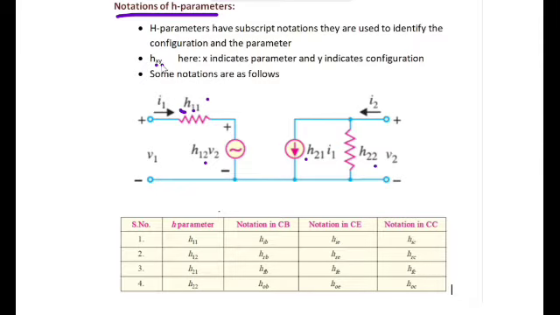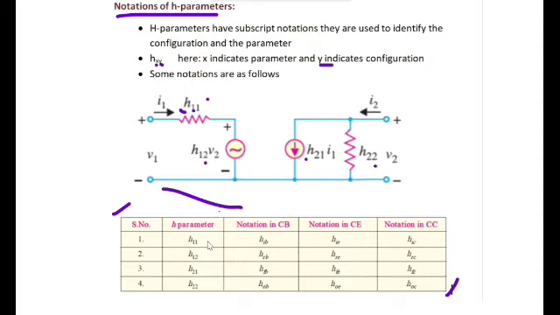And the second subscript, that is y, indicates the configuration, in which configuration the whole circuit is connected. That means if it is CB, then we will use b, if it is CE configuration, then we will use e, if it is common collector configuration, then we will use c. The second subscript identifies the configuration in which the circuit is connected, and we can have a look at this table, which clearly gives us the notations in all configurations.